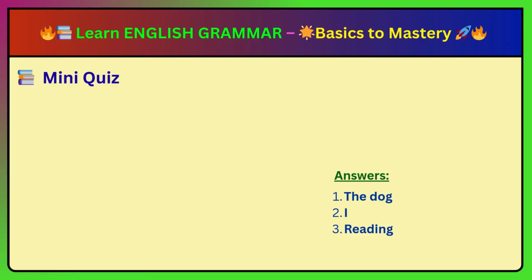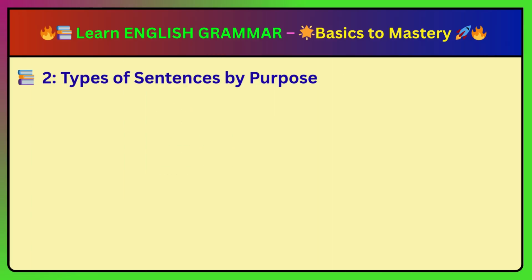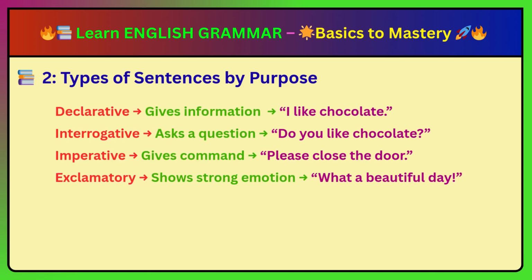Now let us move on to the next topic: types of sentences by purpose. Sentences can be grouped based on what they do or the purpose they serve. There are four main types. 1. Declarative sentence. A declarative sentence gives information or states a fact. Example: I like chocolate. It tells something clearly. 2. Interrogative sentence. An interrogative sentence asks a question. Example: do you like chocolate? It is used whenever we want to know something.